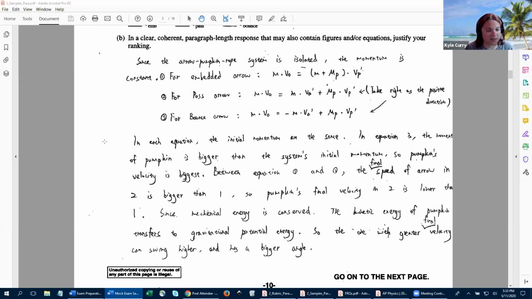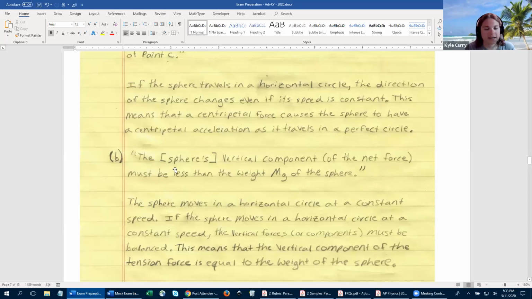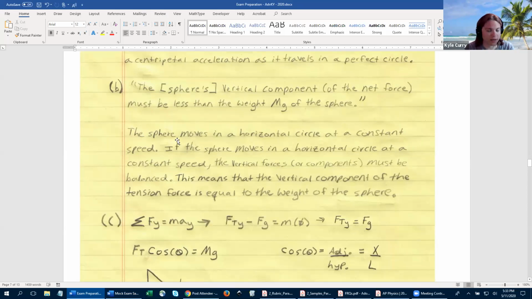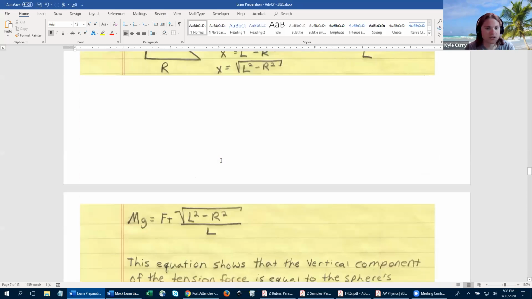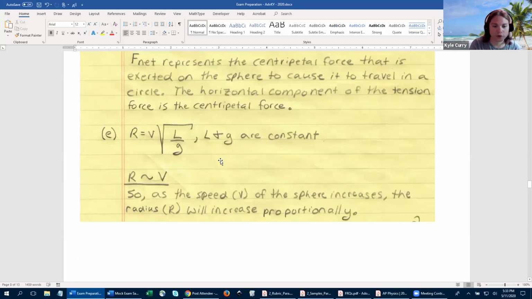And likewise, on the study guide that you'll be able to download later, pay a lot of attention to the responses that I have provided so that you can also see how to be very clear in what you're trying to communicate to the person grading the exam.